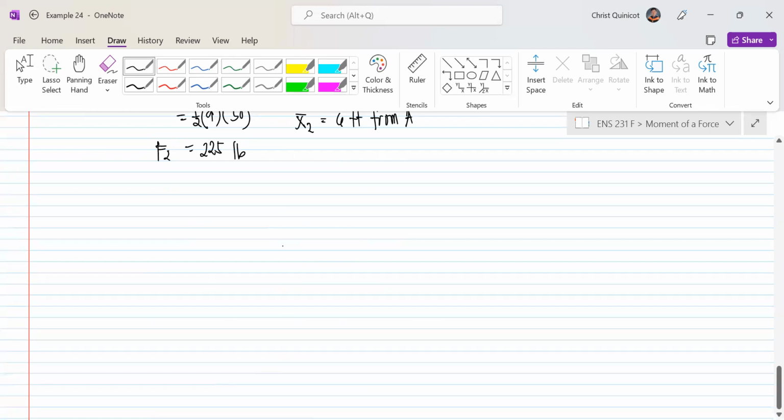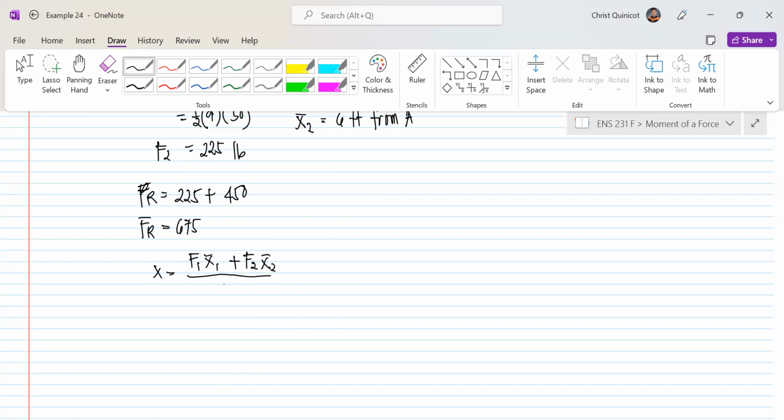Okay, so if we do moment summation, of course, we will still end up with this formula. So let's just copy it here. Of course, our resultant F sub R is equal to 225 plus 450, which is still 675. That is our resultant force. And for our x, this is still equal to f sub 1 times bar x1 plus f sub 2 bar x2 divided by our resultant, right?